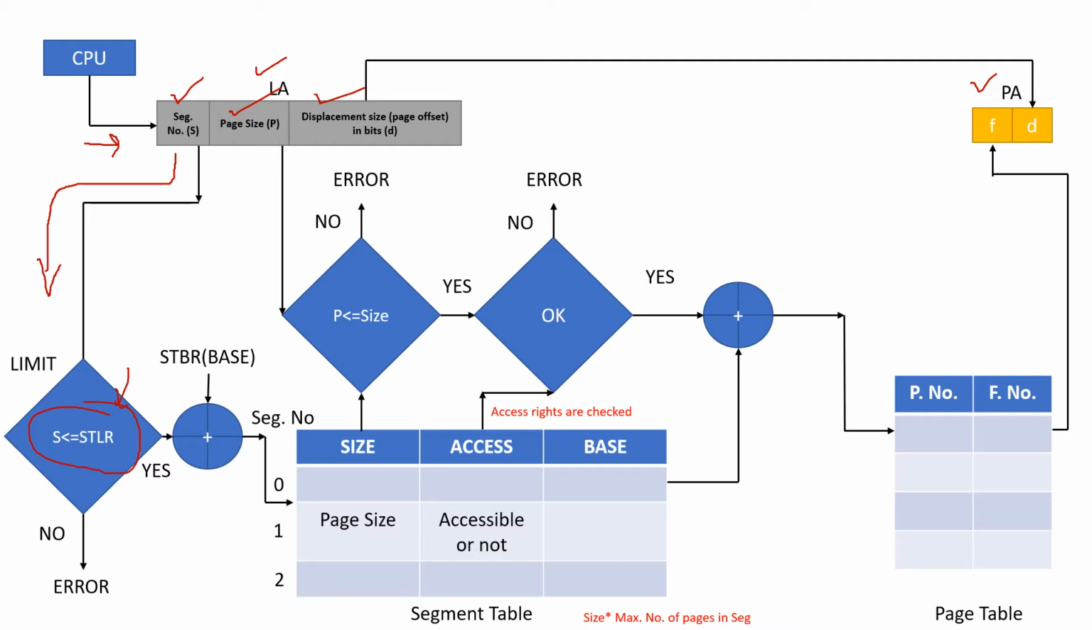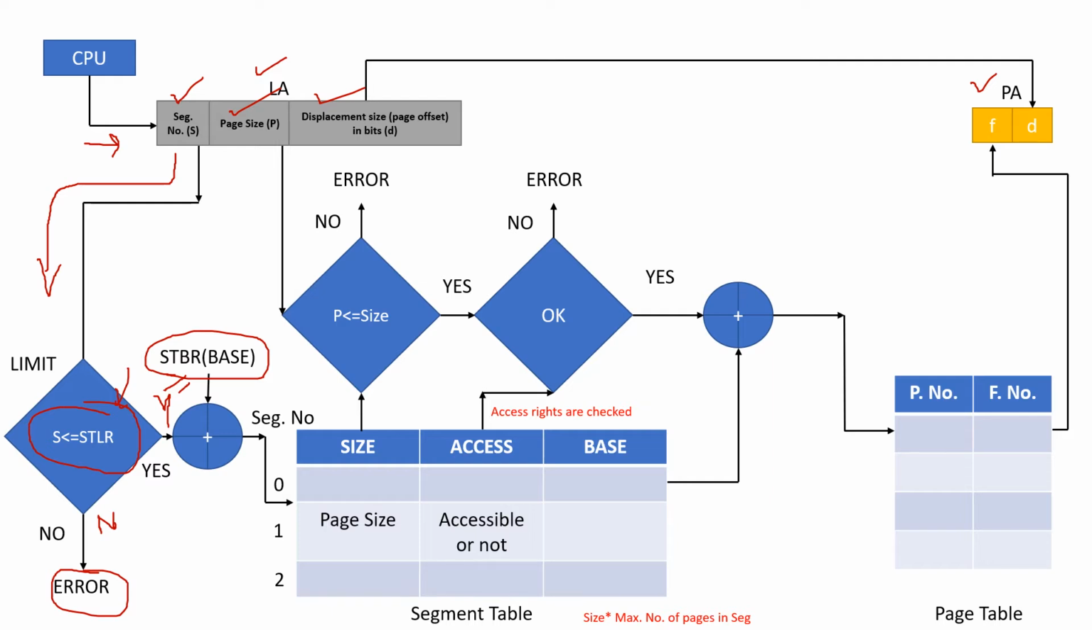If it is in the limit, then only it is getting added with the base address, and the base address is coming from where? It is coming from SDBR, that is segment table base register. If it is not in limit, then the error will be generated and the control will go to the operating system.